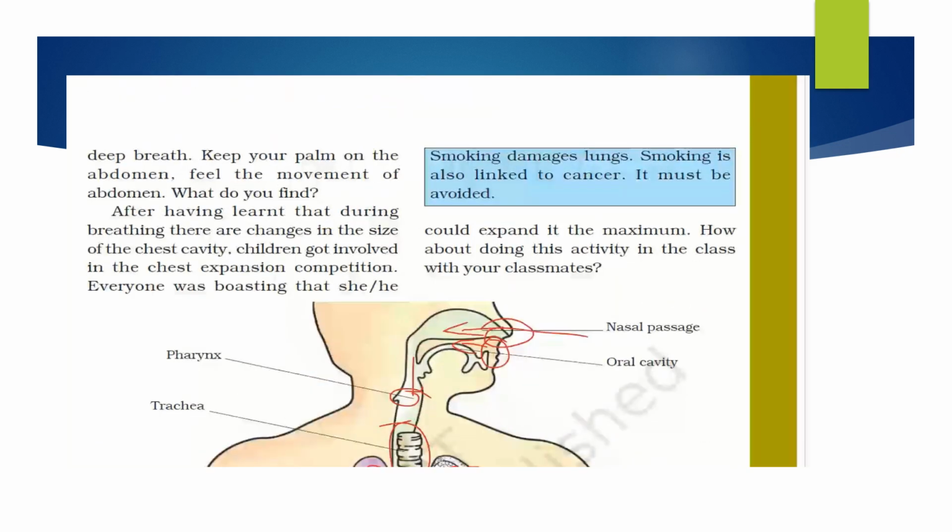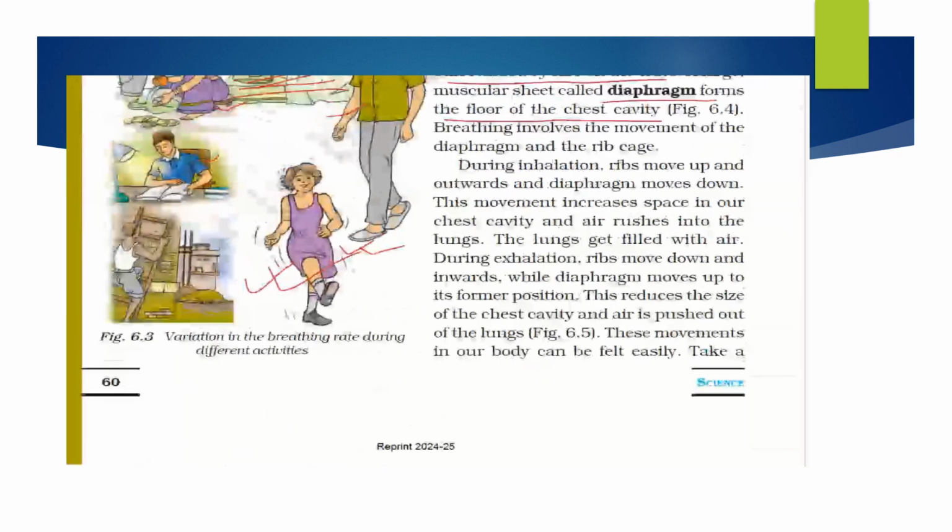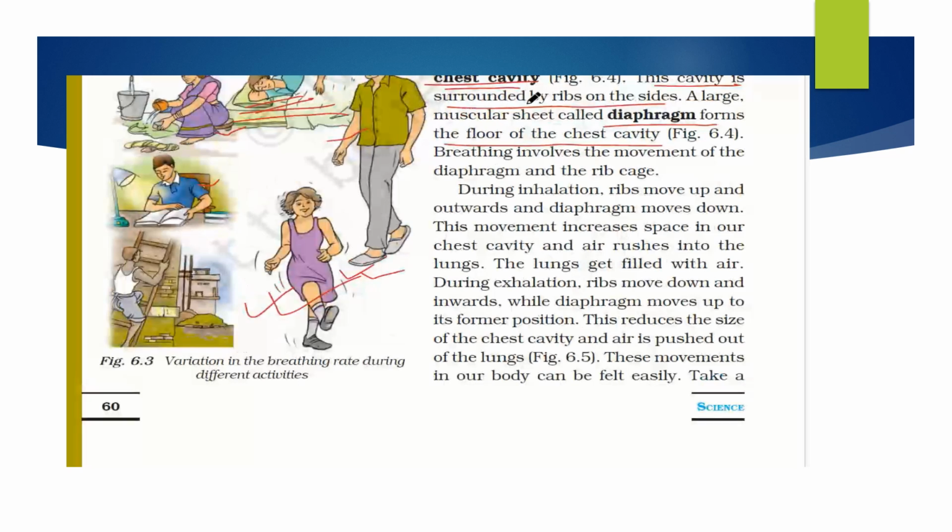So let us see first here. A large muscular sheet called the diaphragm forms the floor of the chest cavity. That is what is there in the diagram, right? Breathing involves the movement of the diaphragm and the rib cage. During inhalation, the ribs move up and outwards, and the diaphragm moves down. This movement increases the space in our chest cavity.